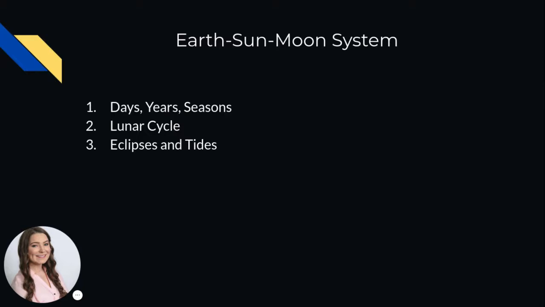Today we are continuing our three-part series on the Earth-Sun-Moon system. In our first video, we discussed days, years, and seasons. The second focused on the lunar cycle, and today we'll focus on eclipses and tides.